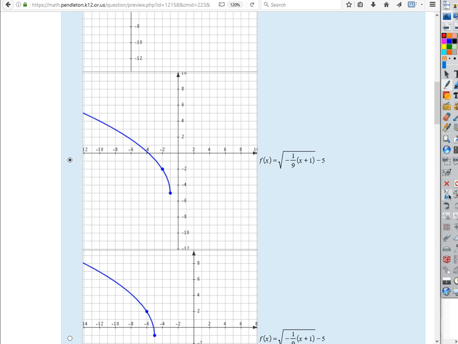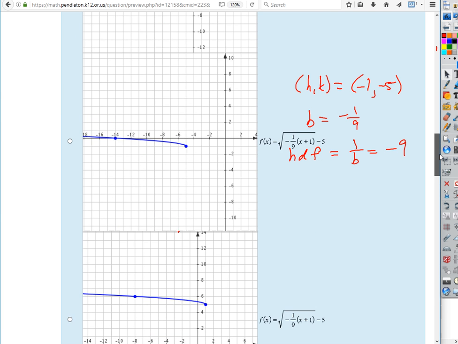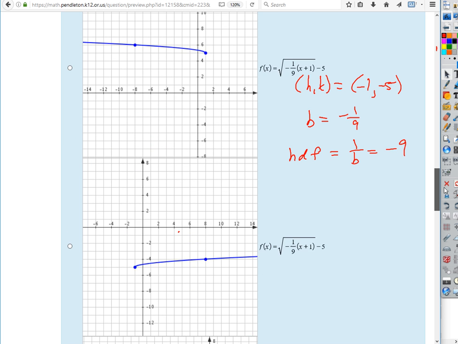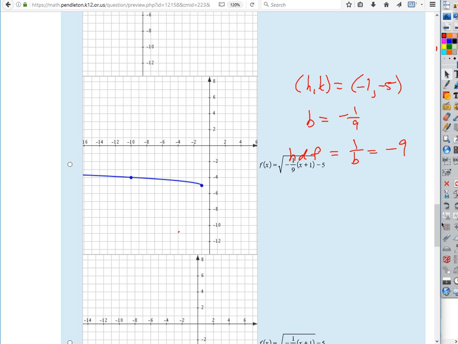Oh, I should have erased all that stuff, right? Let's keep looking. Bingo. Almost. This is not the right vertex, but we're getting close. There it is. Now that one makes sense, doesn't it?